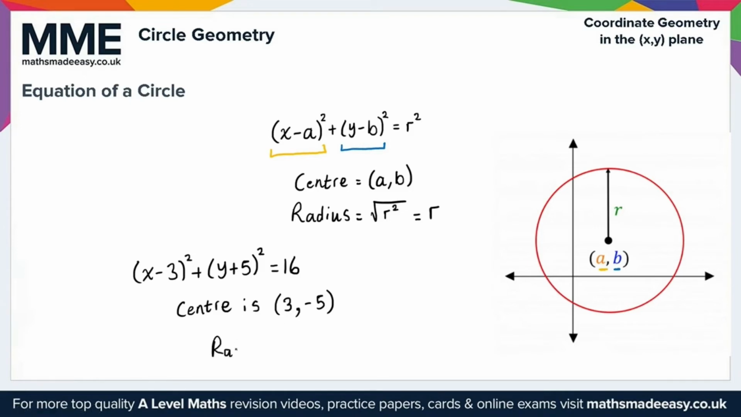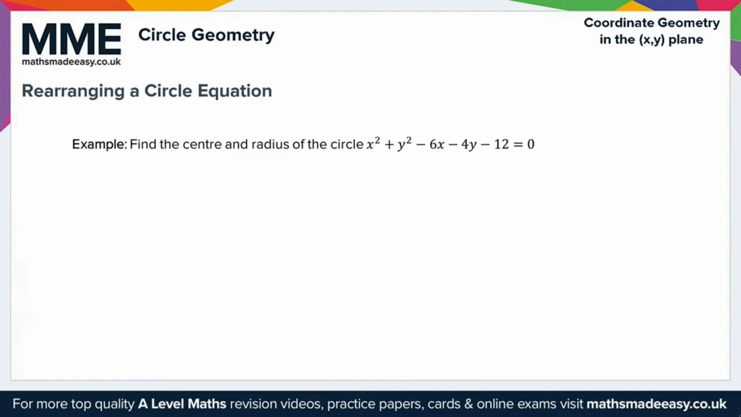And what about the radius then? Well, the radius is simply obtained by taking the square root of r squared, and my r squared here is 16. So the radius is equal to the square root of 16, which simply gives us 4 there.